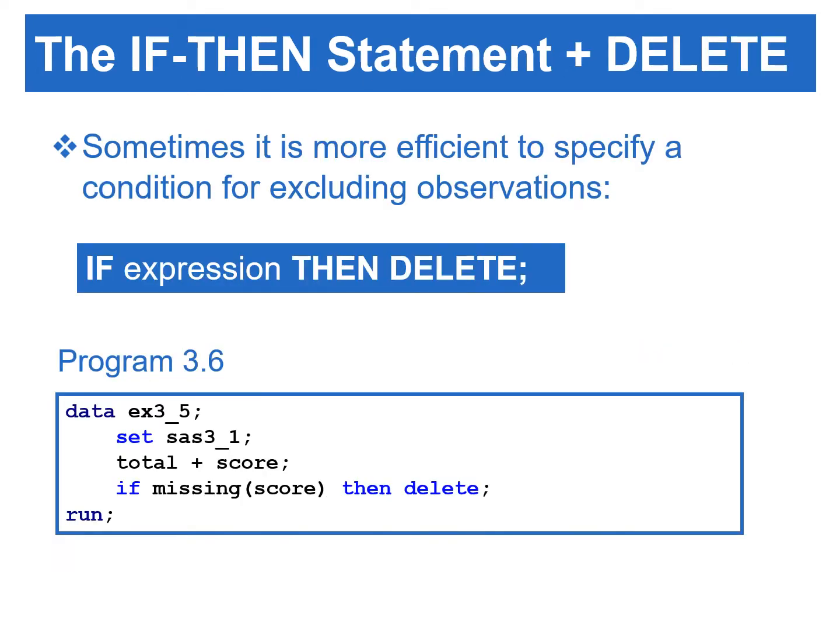Sometimes it is more efficient, or easier, to specify a condition for excluding observations, instead of including observations in the output dataset. In this situation, we can combine the if-then statement with the delete statement. Program 3.6 provides an alternative version of Program 3.5 by using the if-then and delete statements.